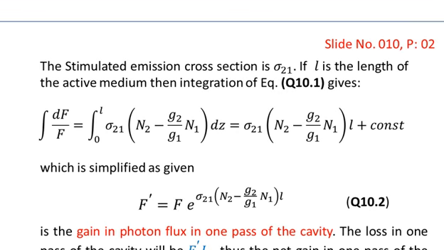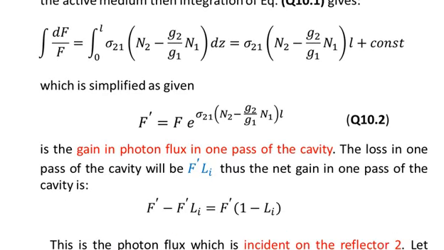And on the left hand side we have the log of F, the integral of dF over F is the log of capital F. Simplifying this equation, we can write that F prime is equal to F into e to the power sigma 2,1, and within the parenthesis we have N2 minus G2 over G1 multiplied by N1, and then multiplied by L. So this is equation 10.2. This gives the flux as a function of the distance L through the laser cavity, or through the active medium. So F prime is the gain in photon flux in one pass of the cavity.